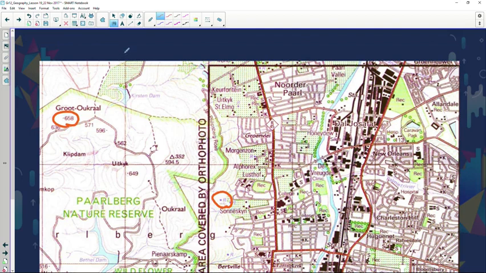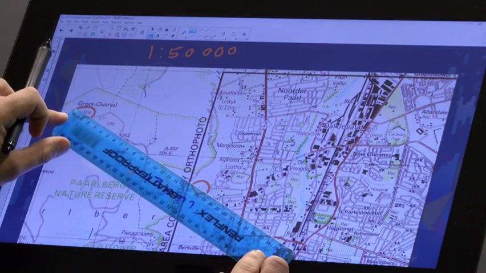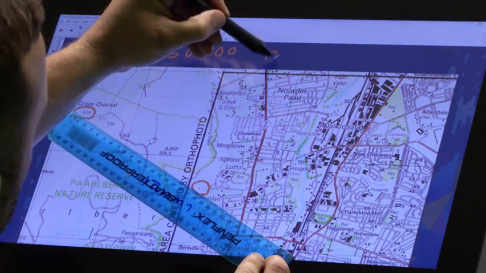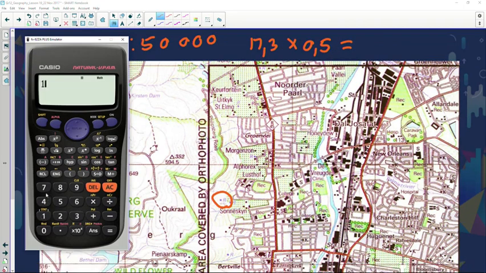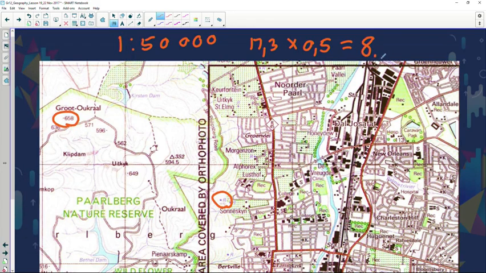This is a topographical map. We know the scale is 1 to 50,000. And if I want to calculate my answer in kilometers, I take my ruler, I measure the distance between the two areas. It's 17.3 centimeters. And because I want my answer in kilometers, I times it with 0.5. 17.3 times 0.5, and my correct answer will be 8.65 kilometers.